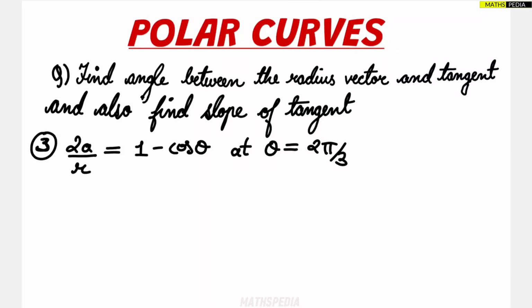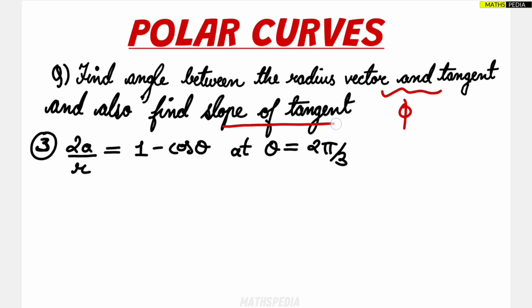So you guys, in this video we are taking the third question under the chapter on polar curves. We have to find the angle between the radius vector as well as the tangent. This is the first part of the question, and also find the slope of the tangent. As we have discussed, we have already done many questions based on the radius vector and the tangent angle. So basically, we have to find phi, which is the angle between the radius vector and the tangent.